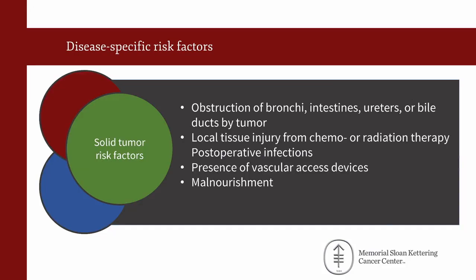Disease-specific risk factors also influence the infectious risk faced by oncology and hematopoietic cell transplant patients. Several common risk factors for different types of cancer diagnoses are listed in the following tables. Risk factors for infection that are shared by solid tumor patients include obstruction of bronchi, intestines, ureters, or bile ducts by tumor, local tissue injury from chemo or radiation therapy, postoperative infections, the presence of vascular access devices, and malnourishment. If neutropenia secondary to chemotherapy occurs, it is generally mild and resolves within a week.